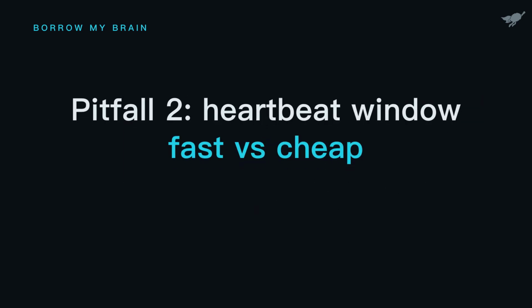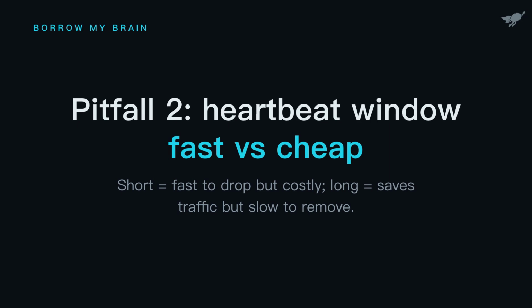Second, the heartbeat deadline is a trade-off. Set it short, and a dead instance gets dropped fast, but heartbeats fire often, and the network overhead climbs. Set it long, and you save traffic, but a dead instance may linger on the list for a while, and requests sent to it just fail. Fast or cheap, pick one.